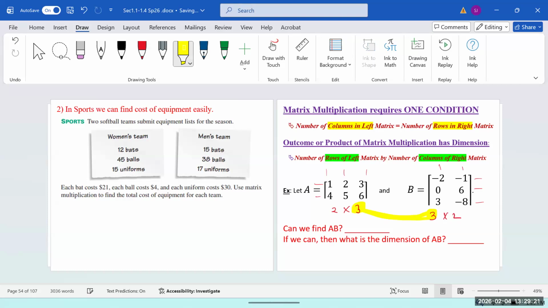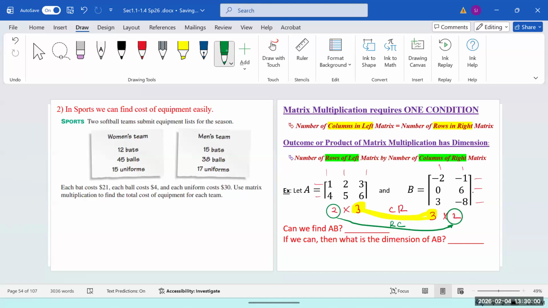So the number of columns on the left matrix has to be the same as the number of rows on the right matrix. So column, row, CR. If CR is the same number, then you can multiply. And when you multiply, the resulting matrix will have the number of rows here and the number of columns there. So the condition is CR, and the result will have the size row and column.